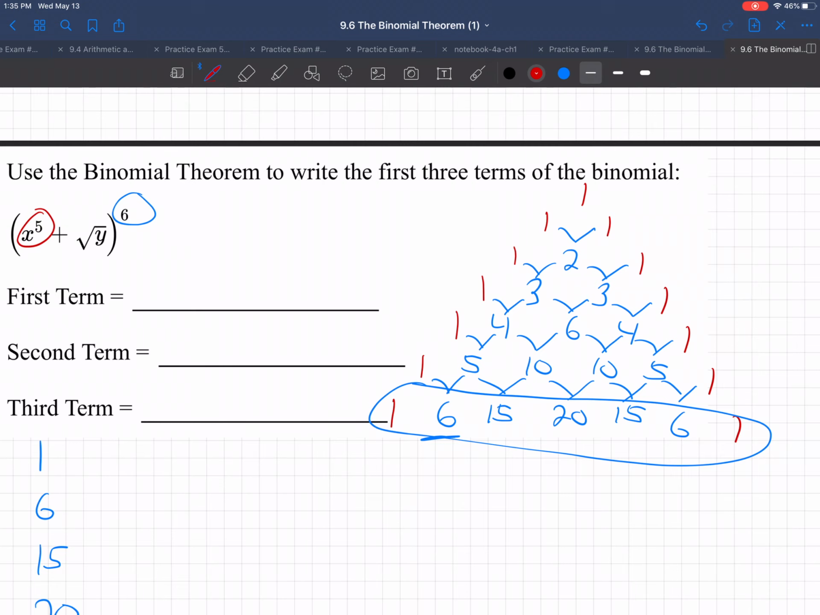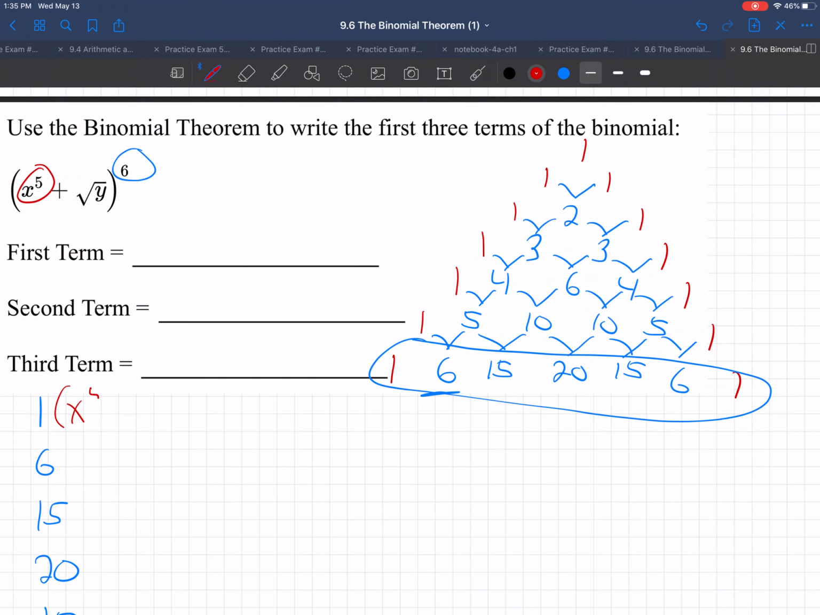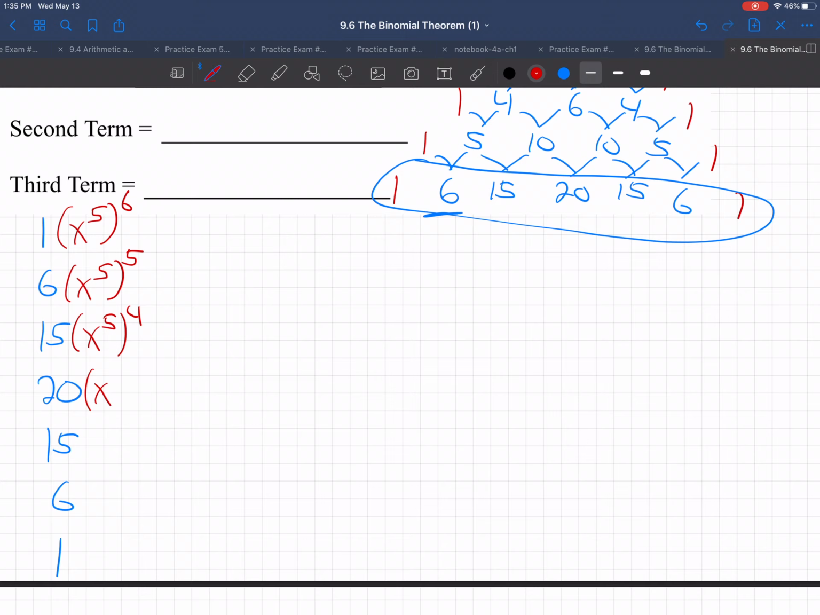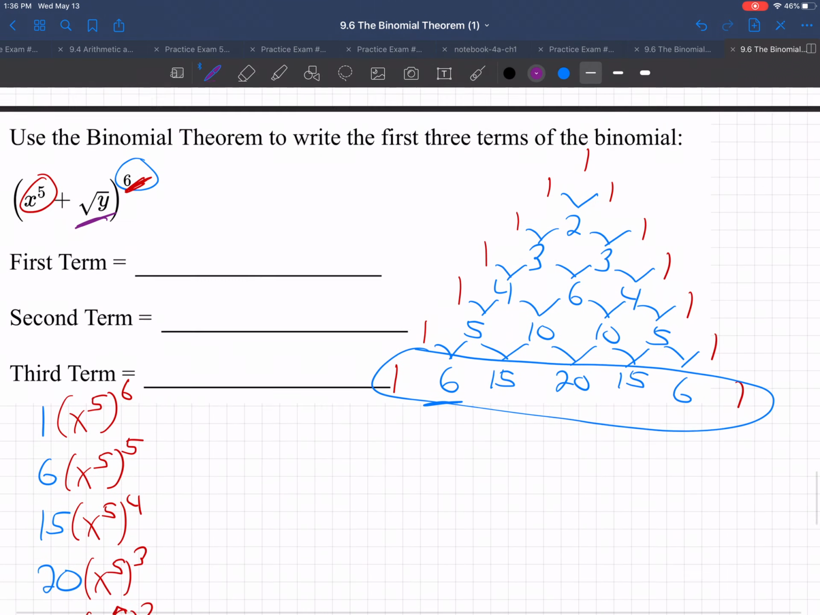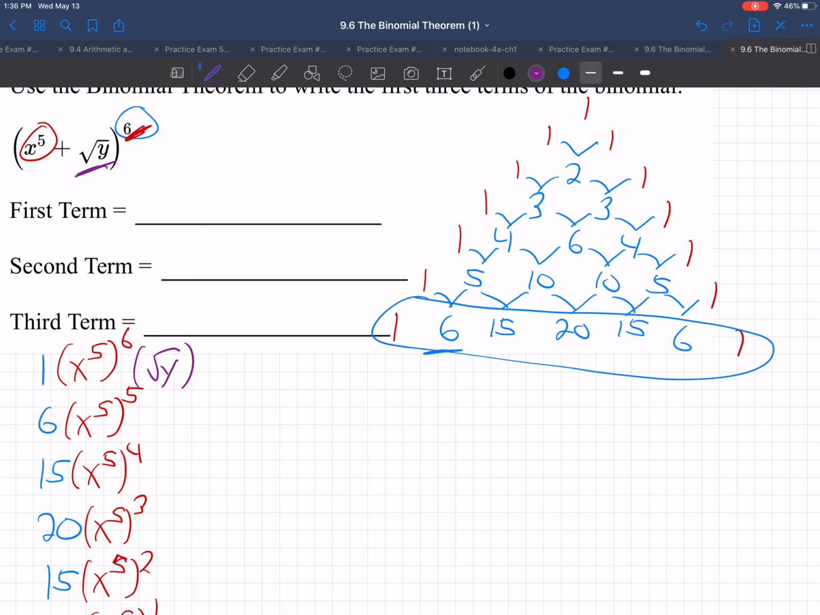Now we take the first term, x to the 5th, and we're going to start at what power? Whatever power is up there, the 6th. And then the first term to the 5th, and then the first term to the 4th, to the 3rd, to the 2nd, to the 1st, to the 0. And then you grab the second term, which is the square root of y, to the 0. So it goes opposite.